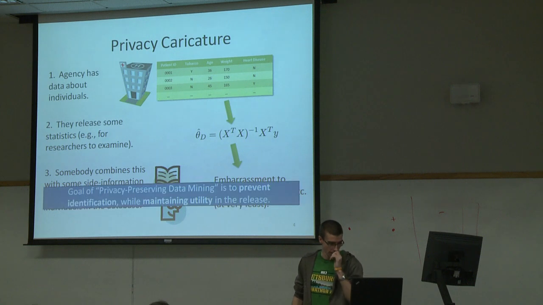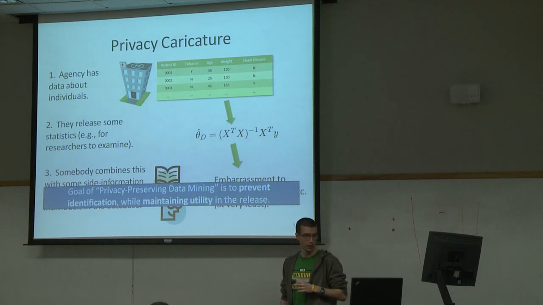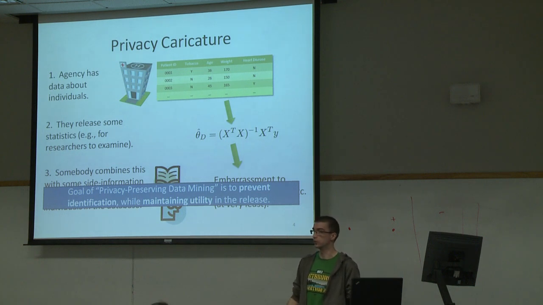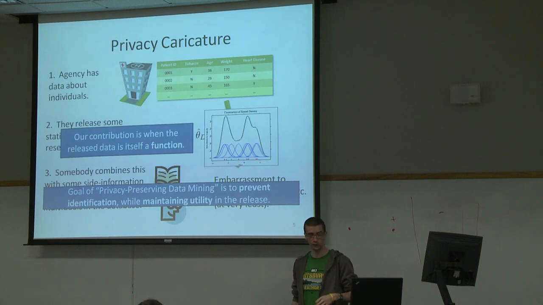So this can lead to embarrassment to the original agency at the very least, or in some cases, lawsuits, things like this. So the goal of so-called privacy-preserving data mining research is basically to prevent identification of the individuals in the data set, while maintaining some kind of utility in the released statistics. So the idea is to release something different, but close enough to the statistic of interest, but in a way which will prevent re-identification of the individuals. And the contribution I have today is when the released data is a function rather than a vector.